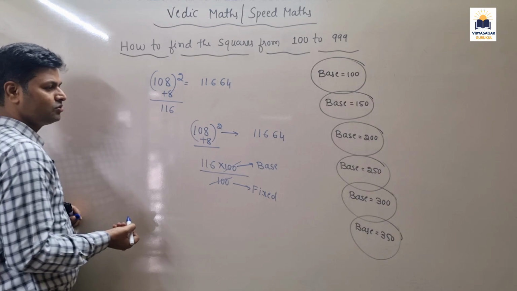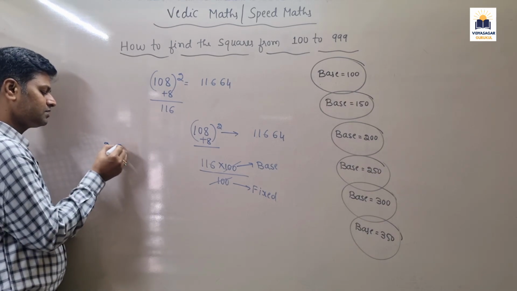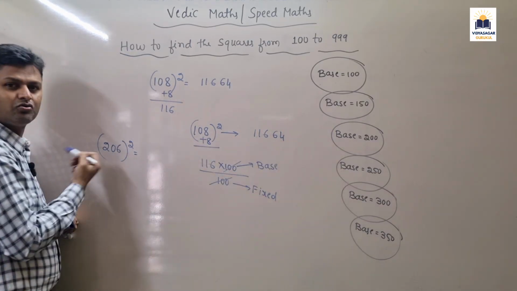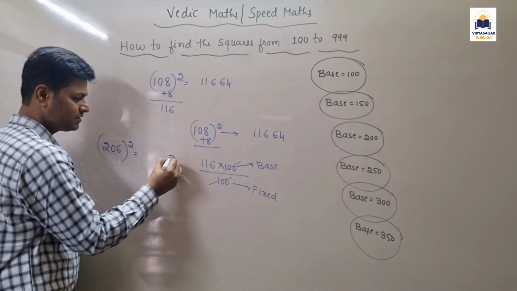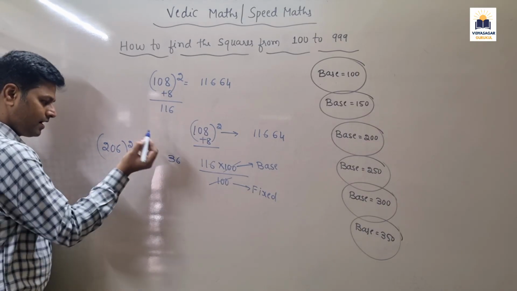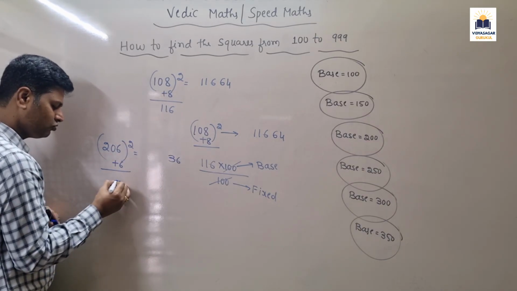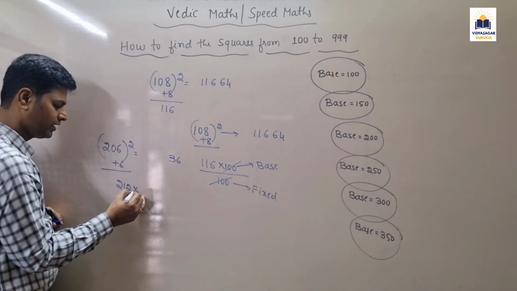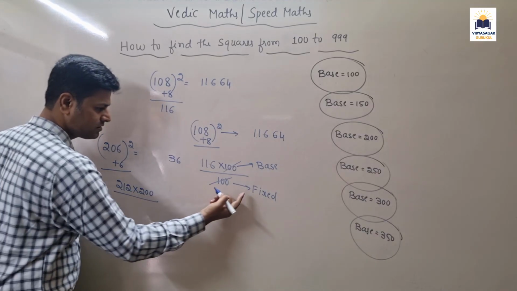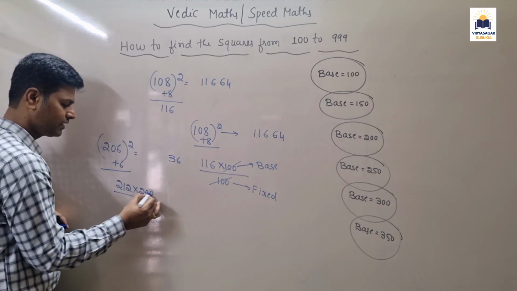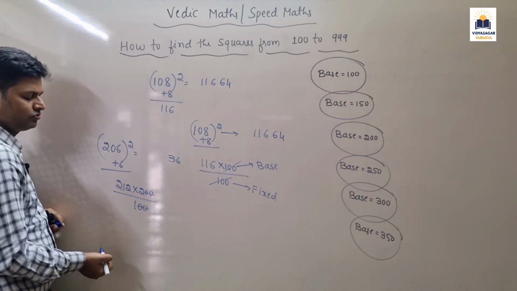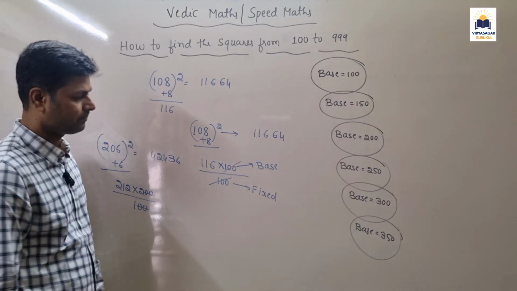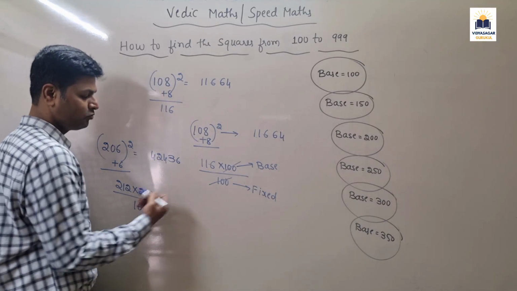Now I'll go through one more example, related to base 200. So 206 square. Base is 200, compared to 200, 206 is 6 more. 6 more means 6 square is 36. And 6 more means that much you can add, so it will be how much? 212. And the first part is base 200 divided by always 100, so these two 0s get cancelled. 212 into 2, so it is 424. So your answer is 424/36.